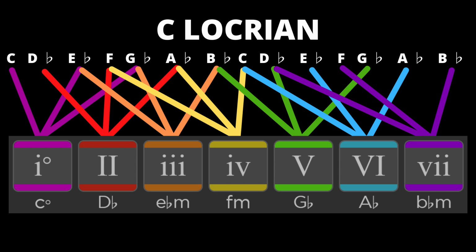This gives us the following chords. 1 is C diminished, 2 is D flat major, 3 is E flat minor, 4 is F minor, 5 is G flat major, 6 is A flat major, and 7 is B flat minor.